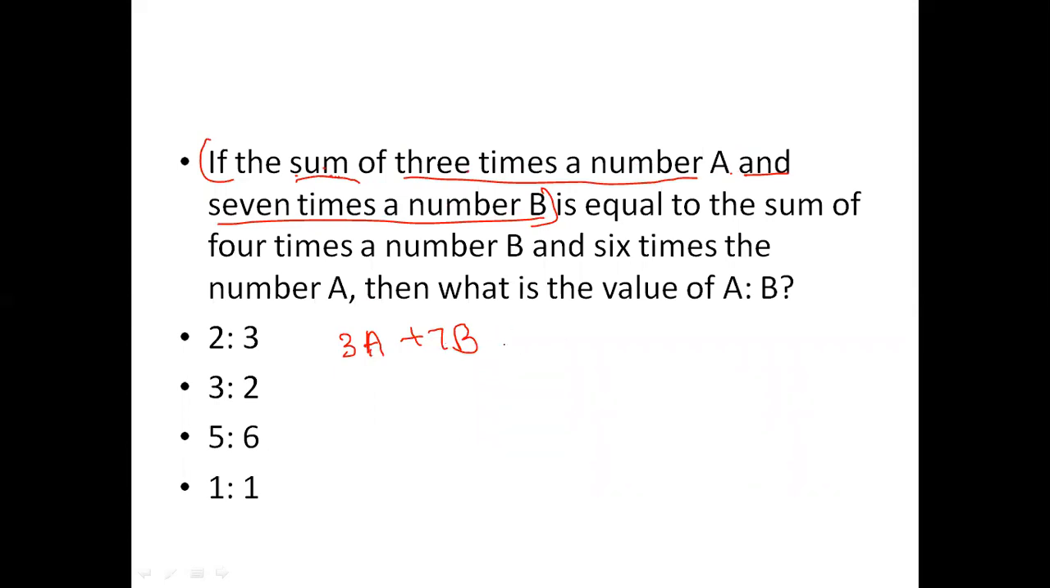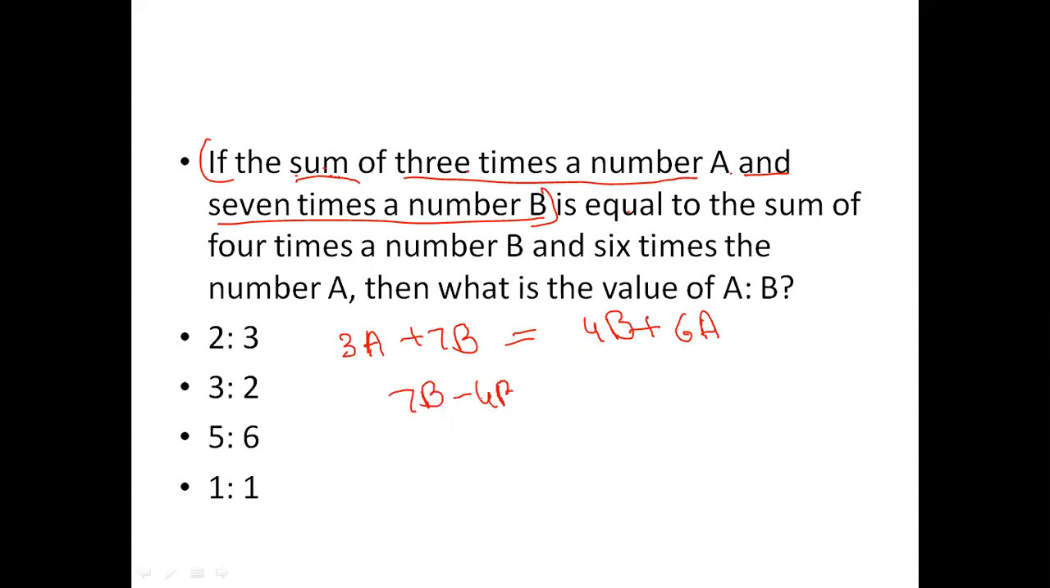Now equal to that, I need to make sure that it is equal to the sum of 4 times of a number B. Again the same, I need to take the sum. Sum of what? 4 times of a number B is nothing but 4B and 6 times of a number A is nothing but 6A. Now rearrange the terms of A and B and answer what is A is to B, guys. Just rearrange the terms of A and B and answer what is A is to B.